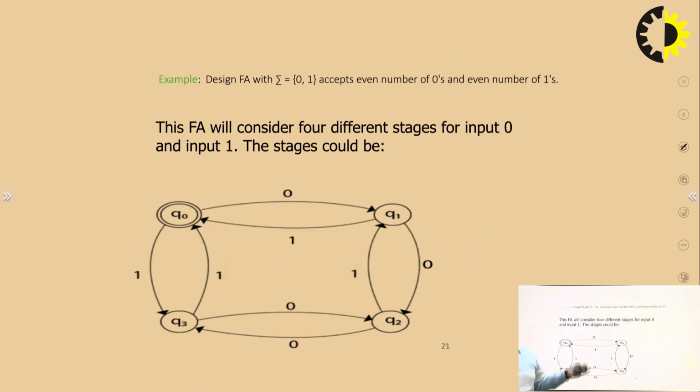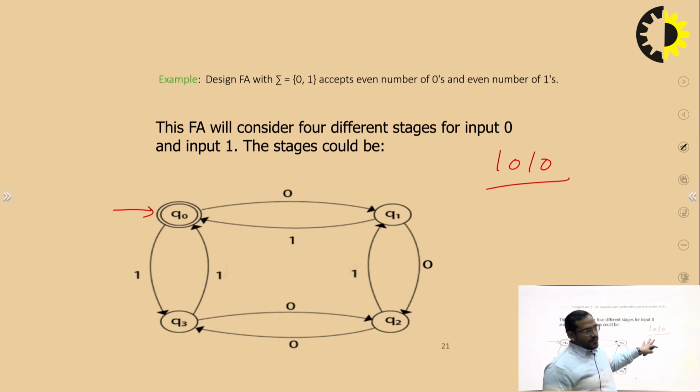Next example. Accept an even number of 0s and an even number of 1s. I have taken an initial state, Q0. I just forgot to write the arrow here. So, even number of 0s, even number of 1s. I have taken the string 1 0 1 0, and you can see it has an even number of 0s and an even number of 1s.